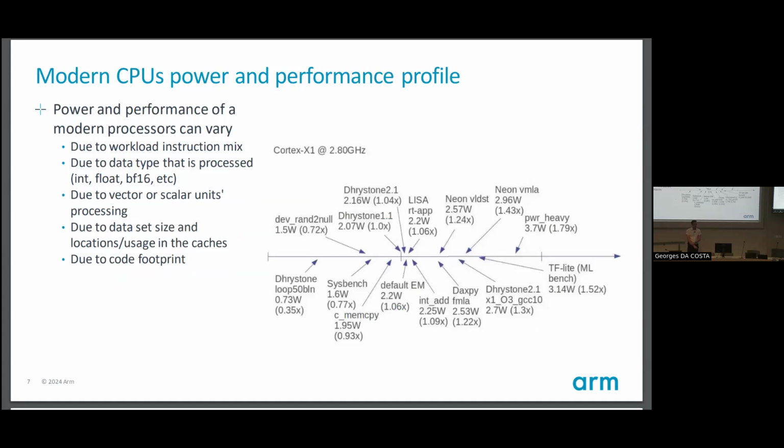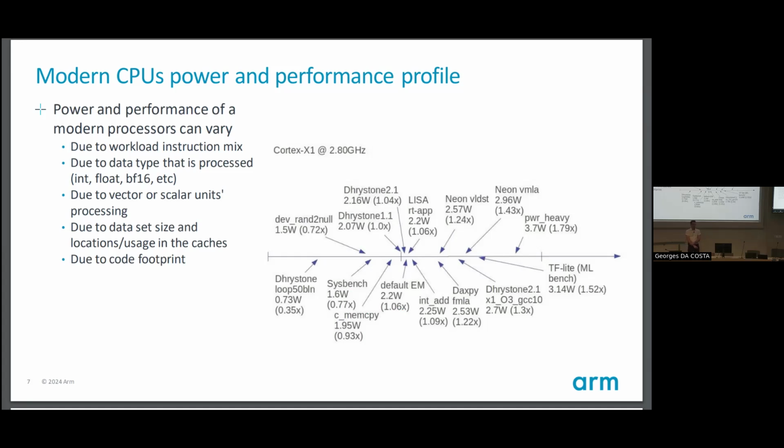And here is an example of how the power variation can look at the same frequency. It depends on the type of workload that you run. So it's heavily related to the instruction mix, but also to the data type that is used there. It depends if you use the scalar units or the vector units.